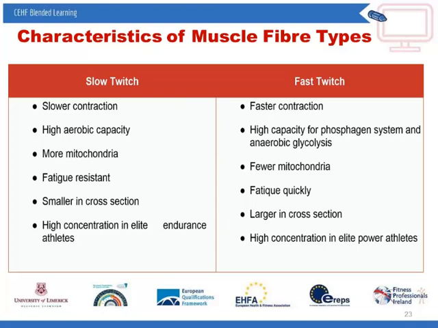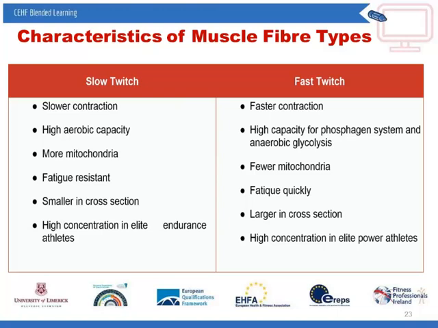Slow twitch have a slower contraction. They have high aerobic capacity. This means that their preferred energy systems are the aerobic energy systems. They have more mitochondria, and this is what makes them more efficient at using the aerobic energy systems, because the mitochondria is where the glycogen and fatty acids are broken down and converted into energy.